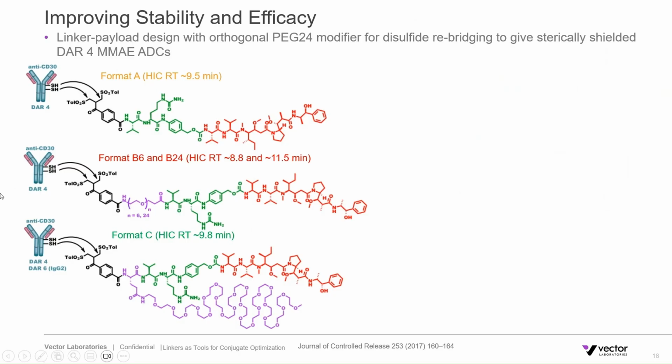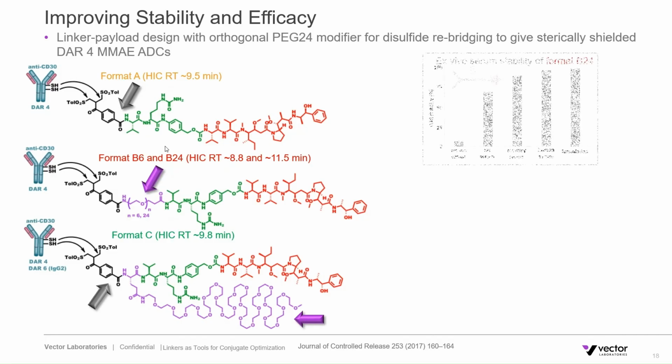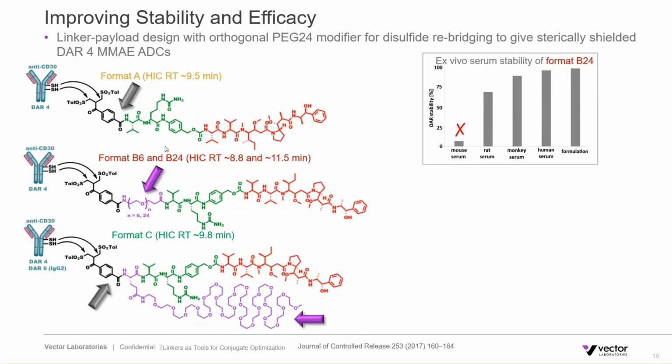4 different ADCs were prepared with this val-cit trigger and different distances between the antibody and the trigger. In format A, it has no stretcher in the middle. Formats B6 and B24 have PEG6 or PEG24 stretchers. And format C, again, has no stretcher, but it places that PEG in that orthogonal shielding position. The val-cit trigger is susceptible to cleavage by circulating CES1C in mouse, and that was verified here for format B24. However, CES1C has a very restricted active site access, and that can be leveraged by some of these conjugates.